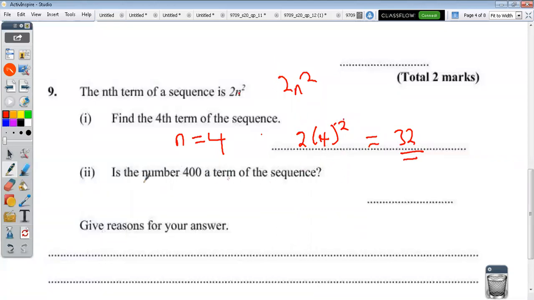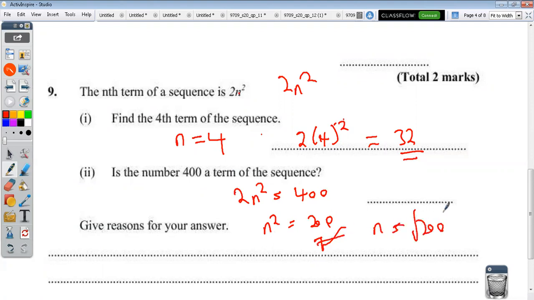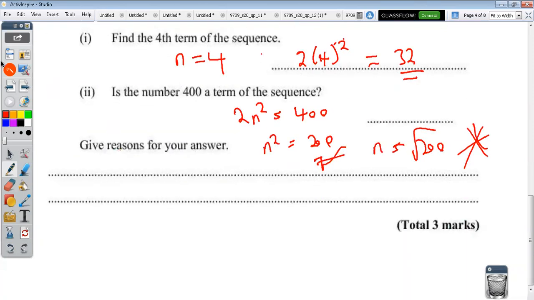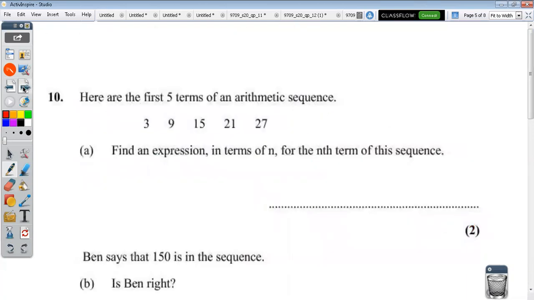Now is 400 a term of this sequence? It means 2n squared is equal to 400. We should get a whole number. Let's try that. Divide by 2, n squared is equal to 200. Find the square root of 200. You know that it's not a whole number if you're good in maths, or you use your calculator. So he's wrong because n is not a whole number. Clear? We see how we answer this type of tricky part.